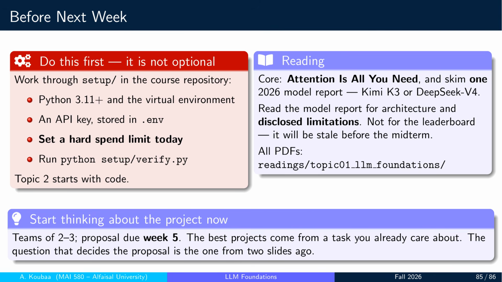Second, the reading. Core reading is Attention Is All You Need, for the mechanism we studied this morning. Then skim one 2026 model report, either K17 or DeepSeek v4, and read that model report in a particular way. Read it for the architecture and for the disclosed limitations. Do not read it for the leaderboard, because the leaderboard will be stale before the midterm. All the PDFs are in the readings folder for topic 1. And start thinking about the project now. Teams of 2 to 3, proposal due week 5. The best projects come from a task you already care about, not from a framework you want to try.